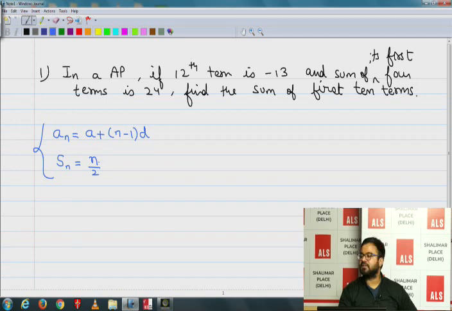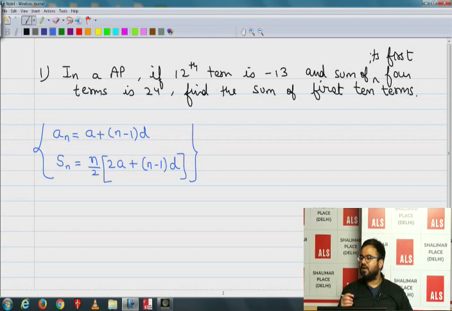The sum of n terms is given by n by 2 into 2a plus n minus 1 into d. A is the first term, n is the number of terms, d is the common difference, and same in the nth term formula. You can use these two formulas if required. It is given that the 12th term is minus 13 and the sum of its first four terms is 24. Find the sum of the first 10 terms.